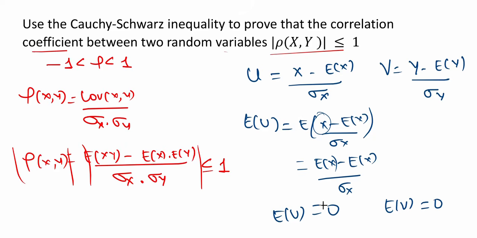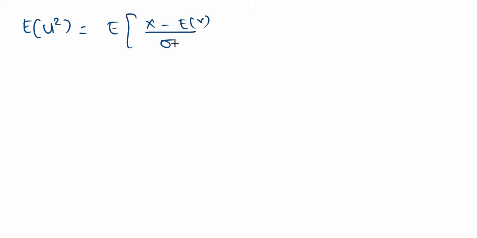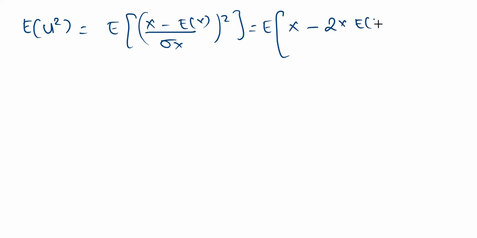Now what I want is E of u square and E of v square. So what I am going to estimate next is E of u square, which is going to be E of ((x minus E of x) divided by sigma x) the whole square. It is the (a minus b) the whole square formula. So it is x square minus 2x E of x plus (E of x) the whole square, divided by sigma x square.